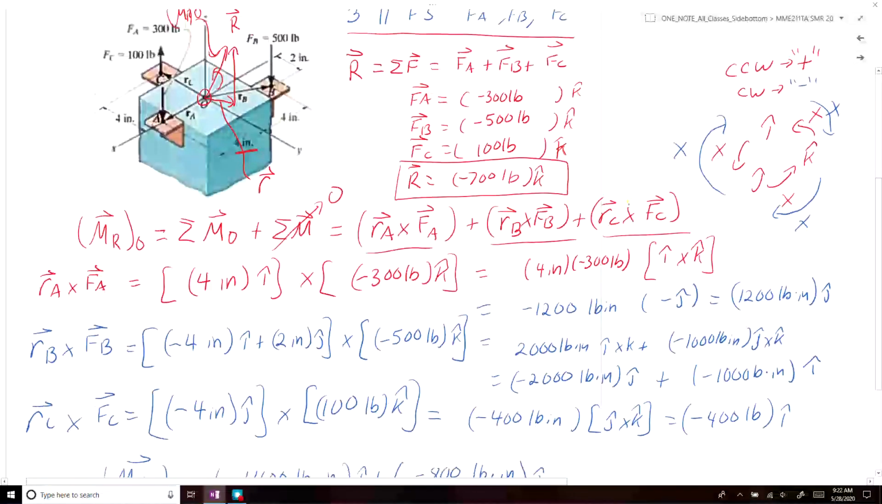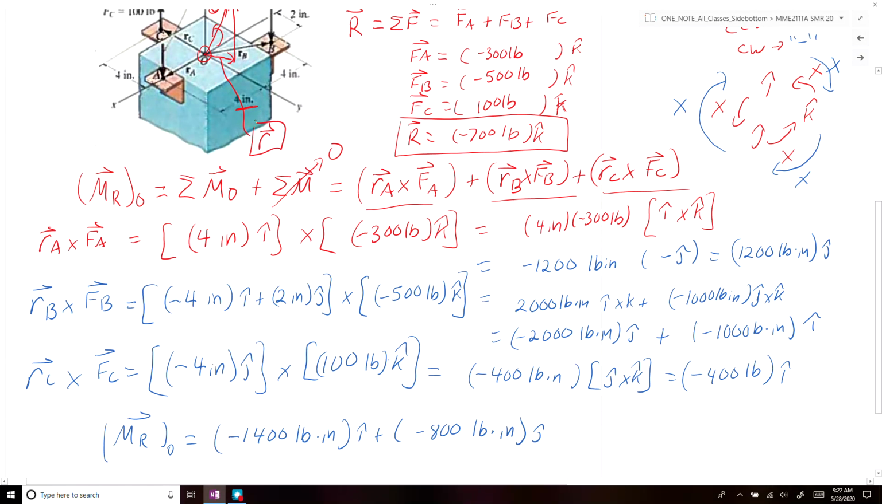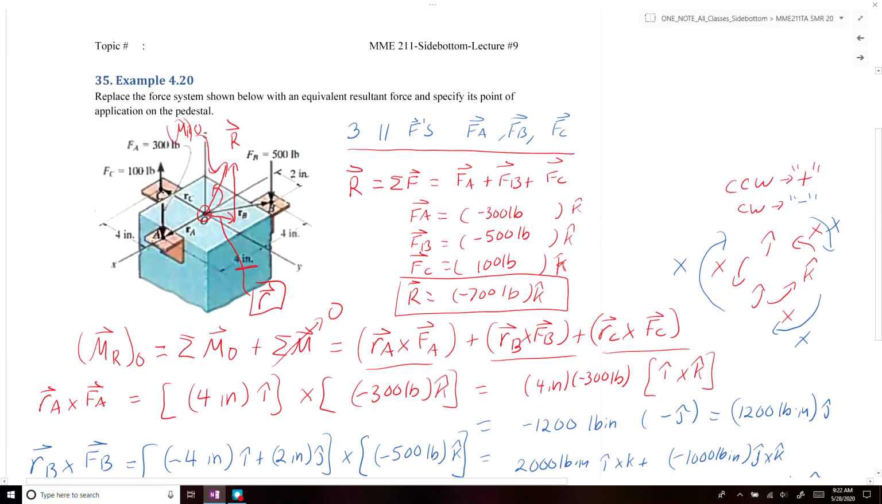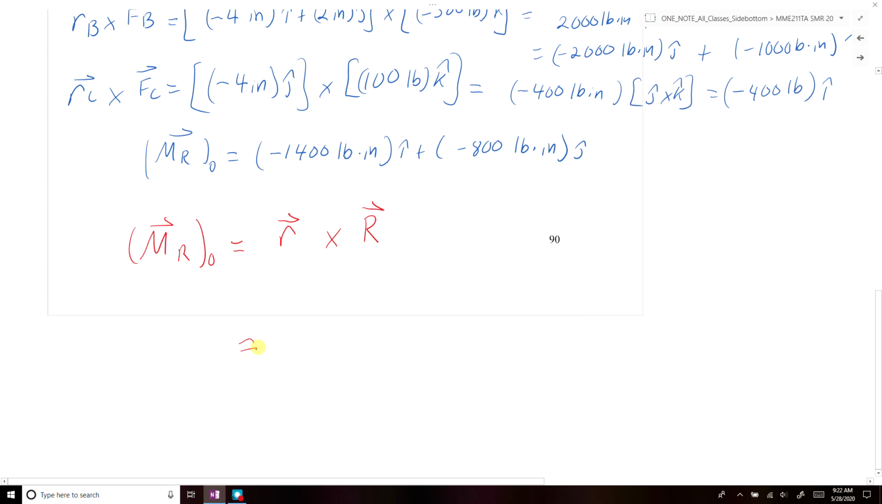All right. So what we need to do is calculate the position vector from our origin point to our resultant force that would create that moment about our origin point. To do that, we know that our resultant moment is going to be equal to R cross our resultant force.